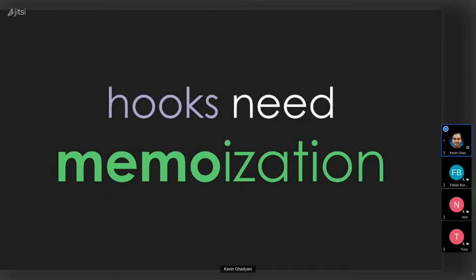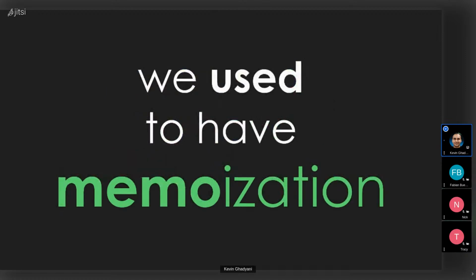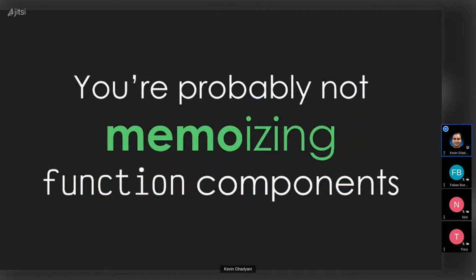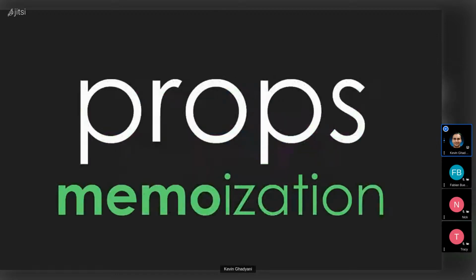Hooks really do need memoization, and we used to have it with class components. Class components had memoization built in. Function components do not, and to use memoization with function components, you need hooks. But if you're not using hooks, or you're not memoizing properly, you're going to be lacking what you would have had with class components. So the first kind of memoization we're going to look at is props memoization.